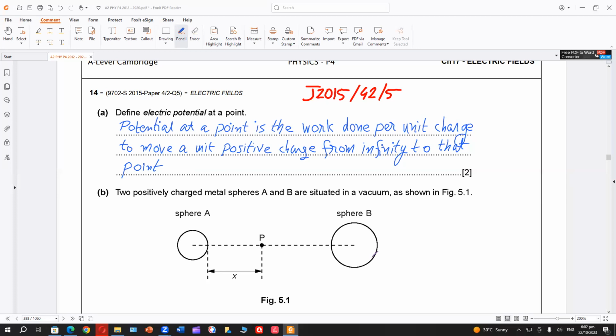This is another class on electric field. Please copy the year number. Ideally, try to look at the question in your past paper book, whatever book you are using, and try to solve it in your own book. So I have done the first part, which is the definition of electric potential.